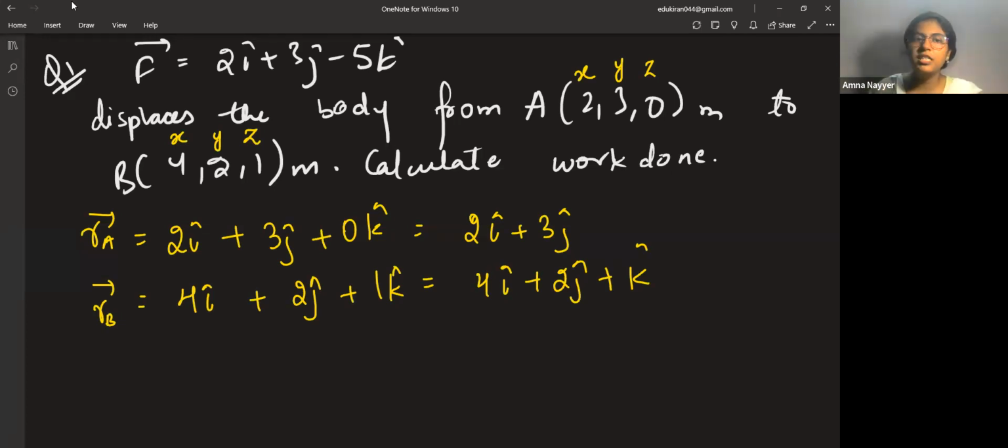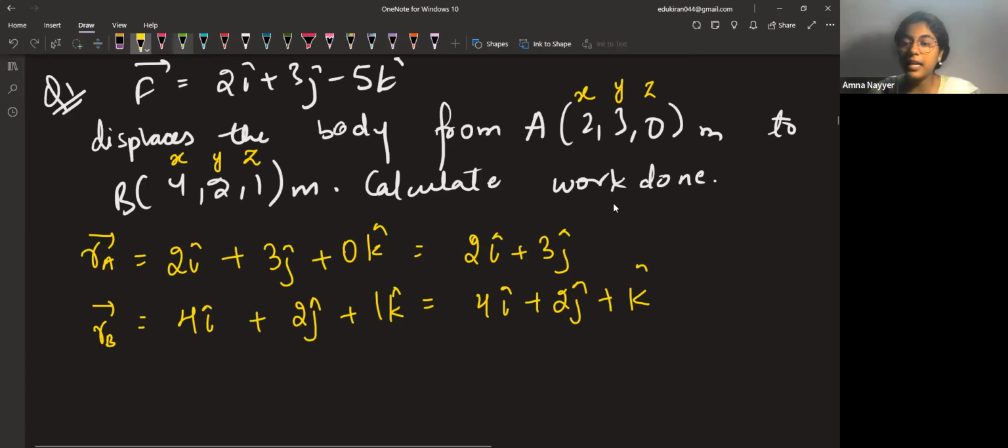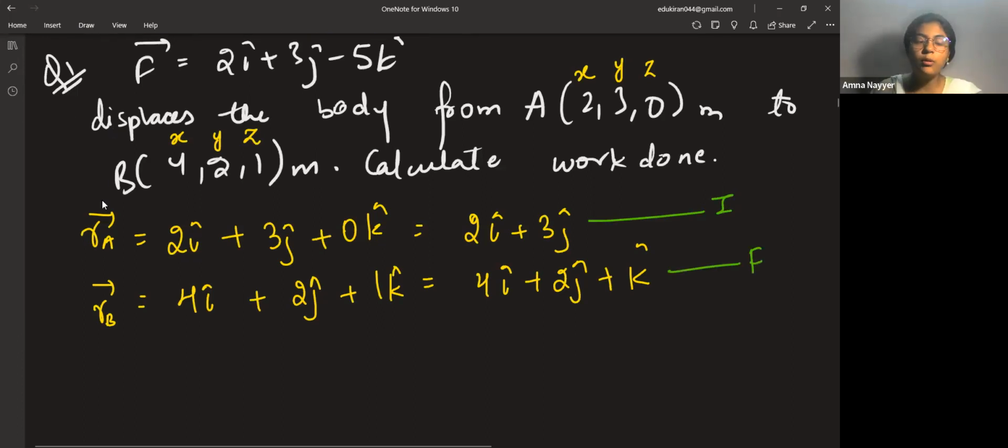Yes. Which is the initial point? A was the initial point. This B is the final point. So how do we calculate the displacement? Final minus initial. How do we calculate the displacement? Final minus initial. This is how we calculate it.